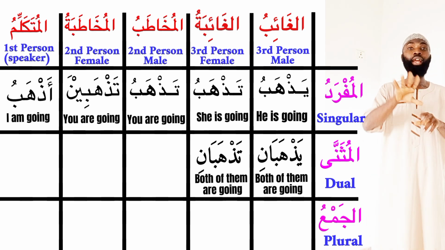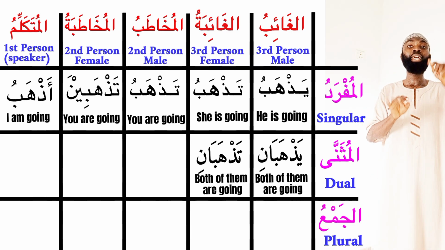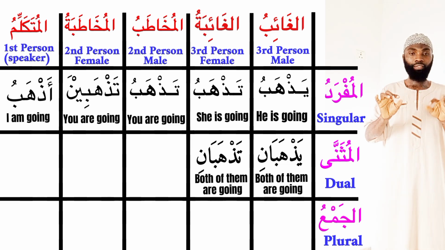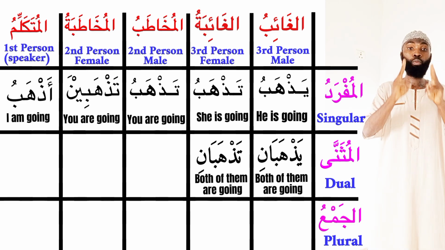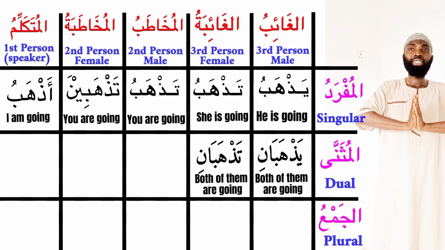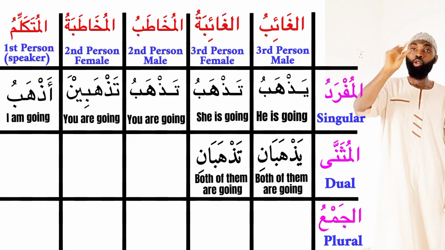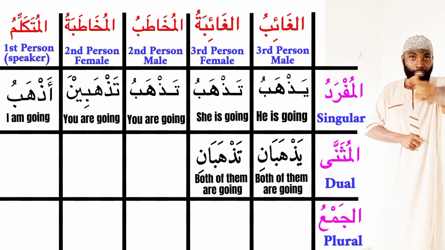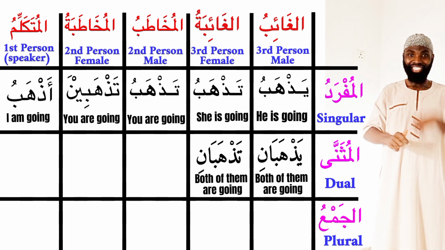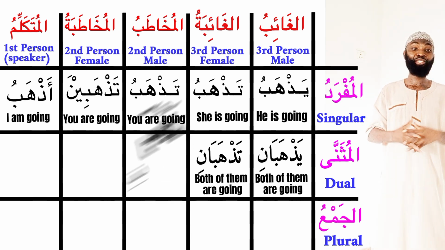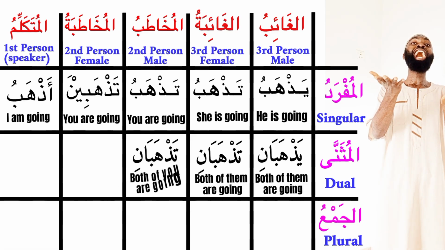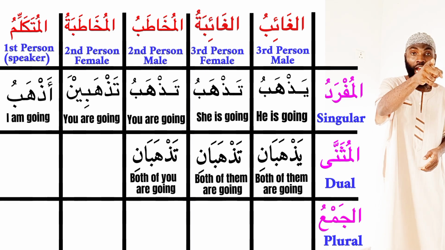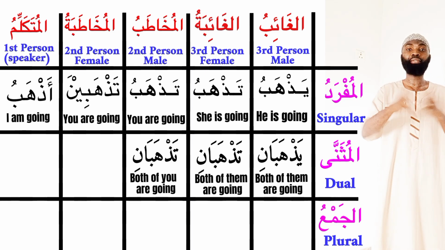Coming to the third column, here we have the second person male. The people you are talking to, they are two, in front of you. The listeners, they are two, and both of them are males. Both of them are two boys or two men. You are talking to them, you want to say both of you are going. The word we had for a single person was also tadhabu. You are going, you male, you this boy. Tadhabu, you are going. Now, you also add alif and nun to it to give you tadhabani. Good. So tadhabani. Tadhabani, both of you are going, for the males, for the boys or men.